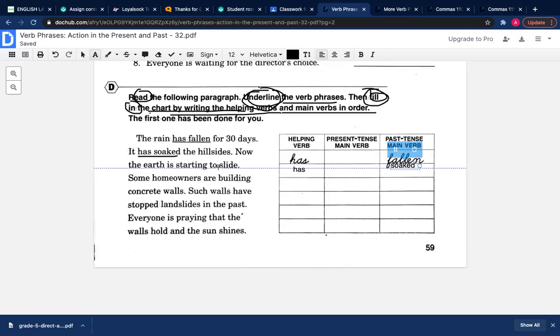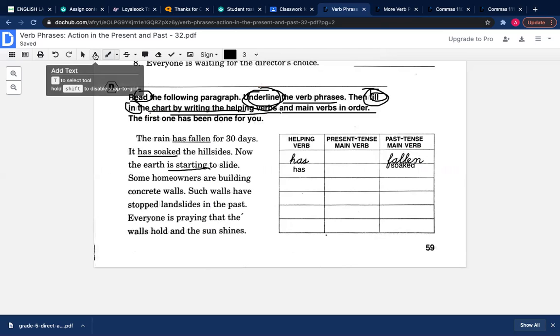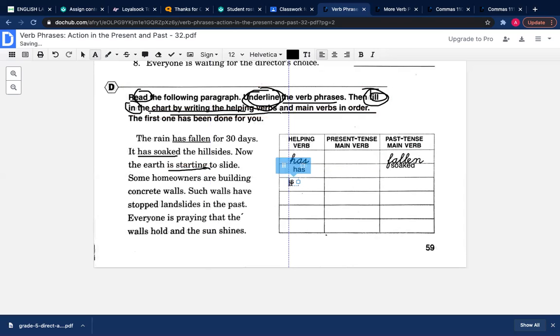All right, let's take a look at one more. Now the earth is starting to slide. The earth is my subject. What is the earth doing? It is starting. Okay, is starting. So if something is starting, they're doing it right now. That means it's present tense. My helping verb is that first word there, which is. Starting, that's present tense. We just decided it was present tense, so that will go in the present tense column. It is starting to slide. Okay, then you would finish the rest of the paragraph.